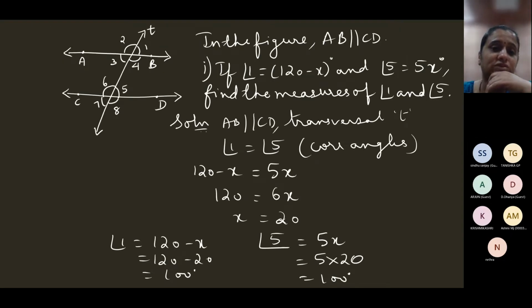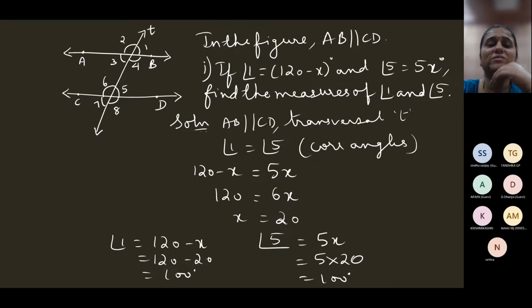2, 4, 6. Is 2 equal to 4, children? Yes, ma'am. They are vertically opposite angles, ma'am. Is 2 equal to 6? Yes, ma'am. Corresponding angles, ma'am. Is 4 equal to 6? Yes, ma'am. Alternate interior angles, ma'am.